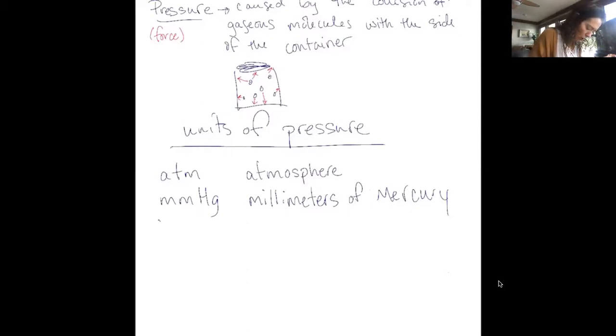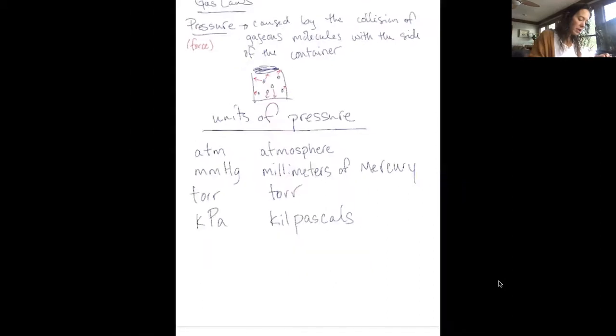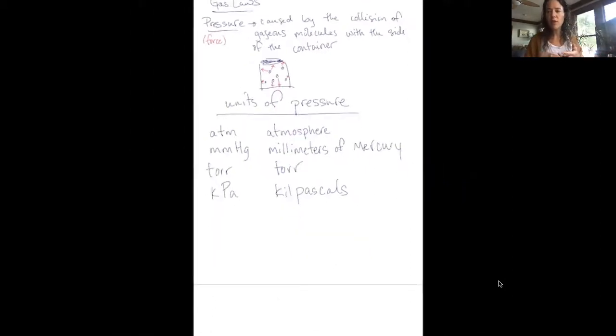We've got torr, named after a scientist, Torricelli. He studied pressure. And we've got kilopascals, kPa. It's called torr. It's the same thing. All right. All of these are units of pressure, just like degrees Celsius, Fahrenheit, and kelvins are units of temperature. These are different units of pressure.